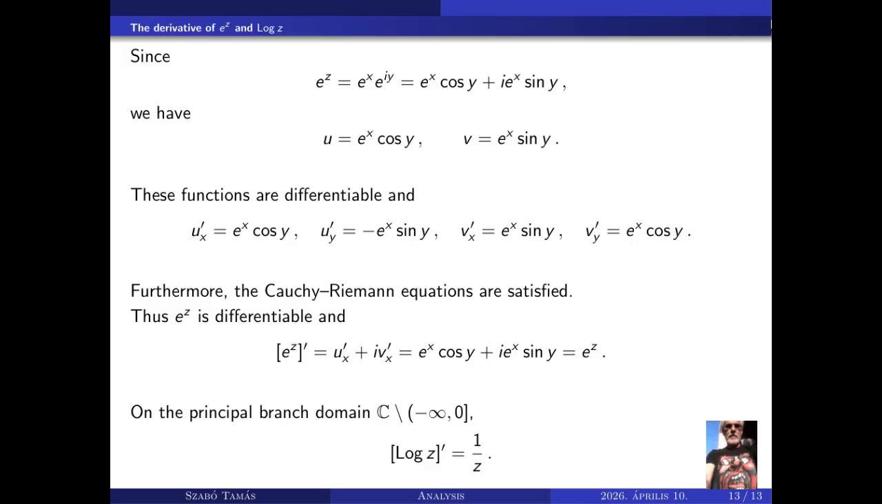On the principal branch domain, the complex plane minus the non-positive real axis, (Log z)′ = 1/z.